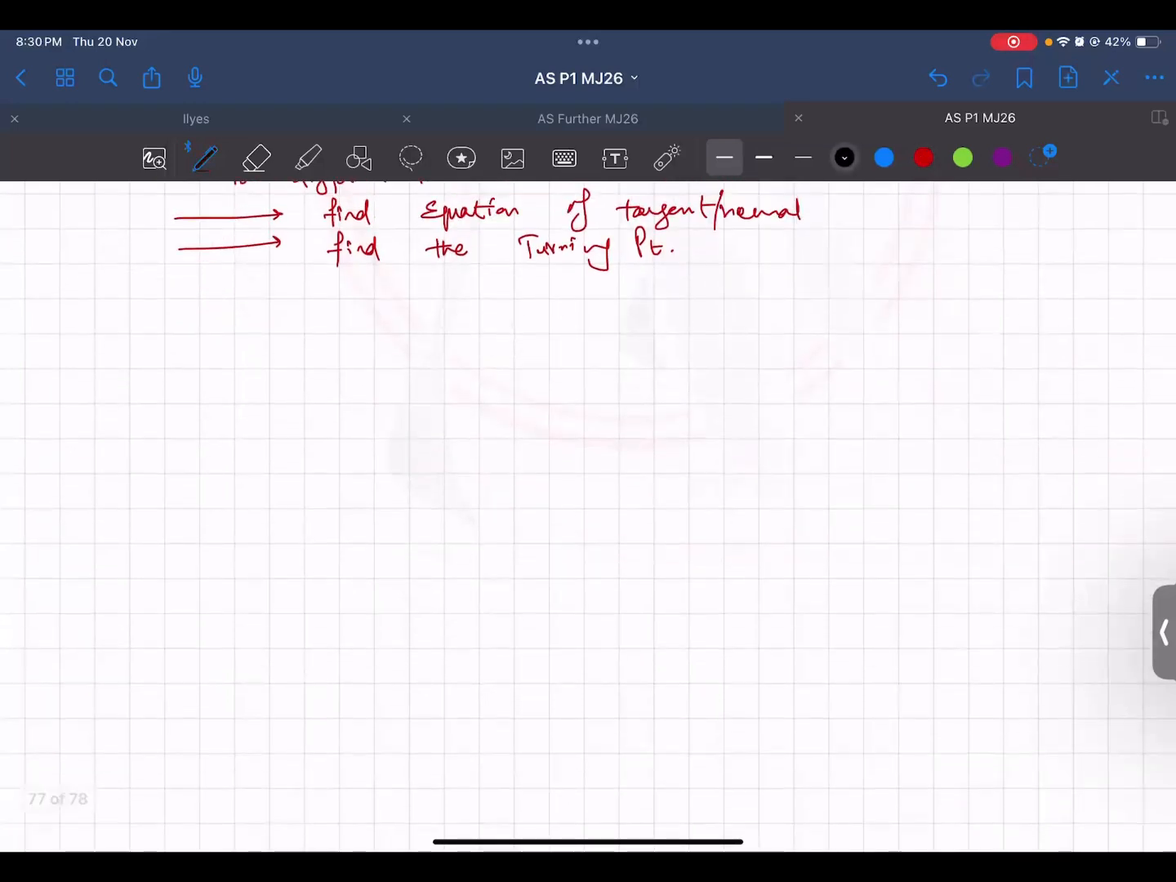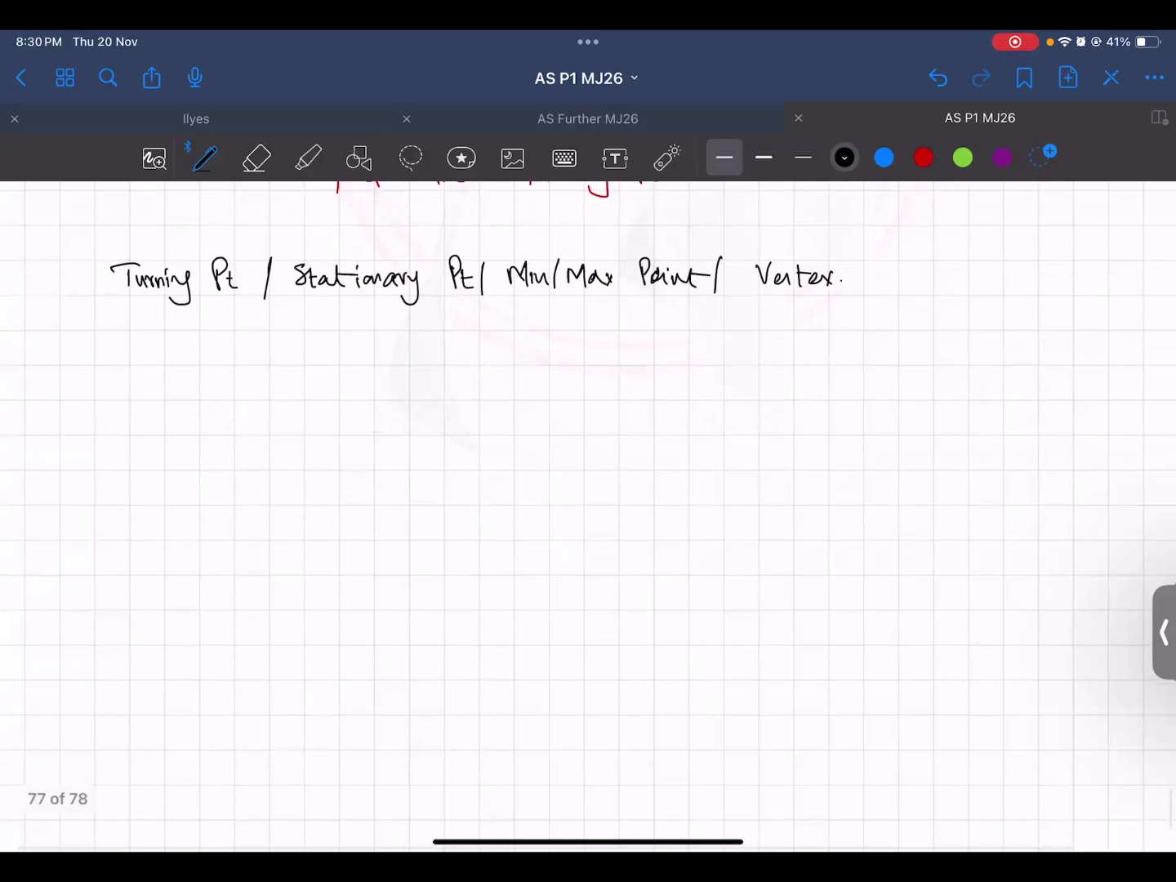Turning point, or the stationary point, or the vertex, or the minimum maximum point. So many names for the same thing. Stationary point, minimum maximum point, vertex. This is where the direction of the curve changes. So it can be like this, it can be like this.